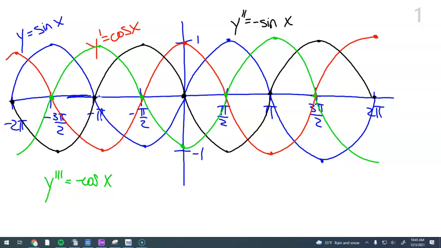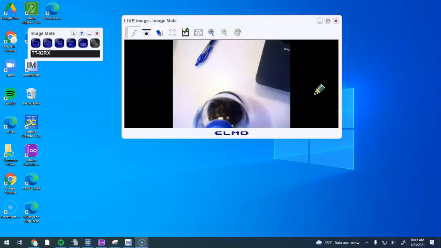I don't want to erase that. Let's save it. Well, let's see if I can save it. Saved. Wonder where that went. Okay. We hand out our worksheet.